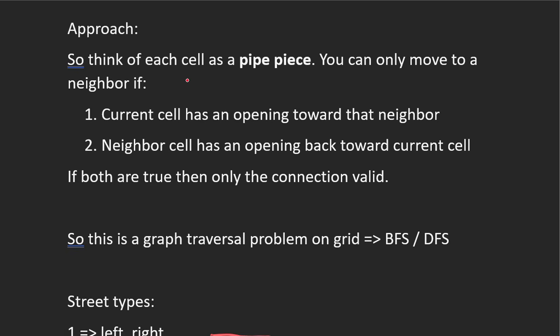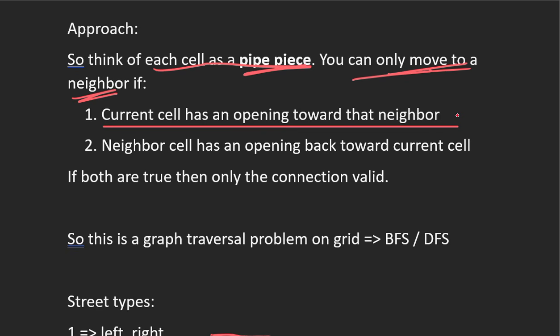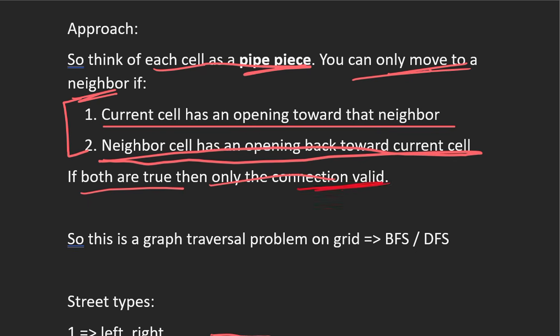We'll think of each cell as a pipe piece, and we can only move to a neighbor cell if the current cell has an opening towards that neighbor. First, the current cell should have an opening towards the neighbor, and next, the neighbor cell should also have an opening backward towards the current cell. If both conditions are true, we can go from the current cell to the neighbor and come back. Only then is the connection valid, otherwise it is not valid.